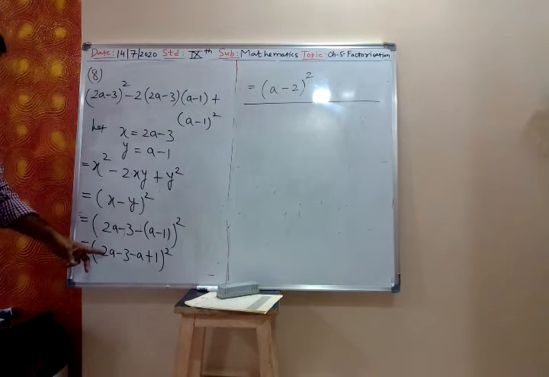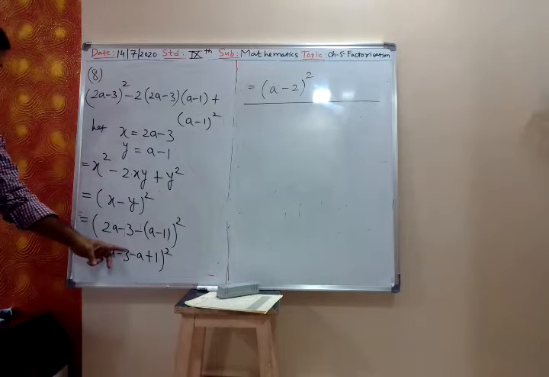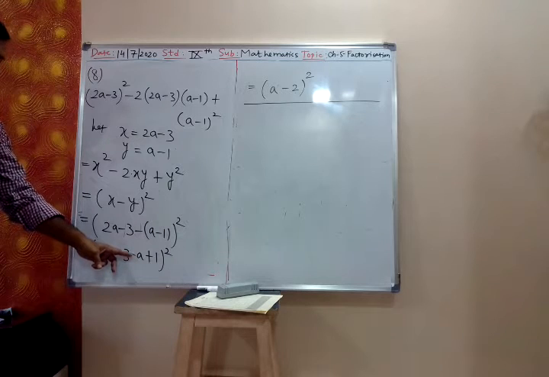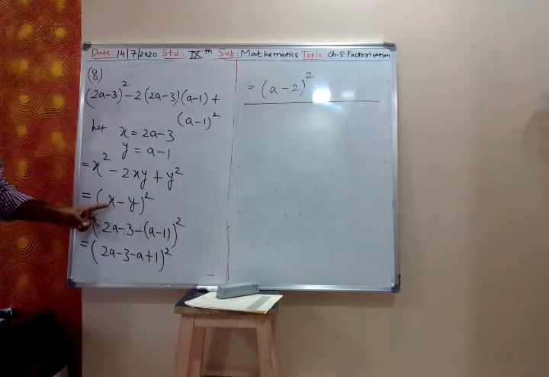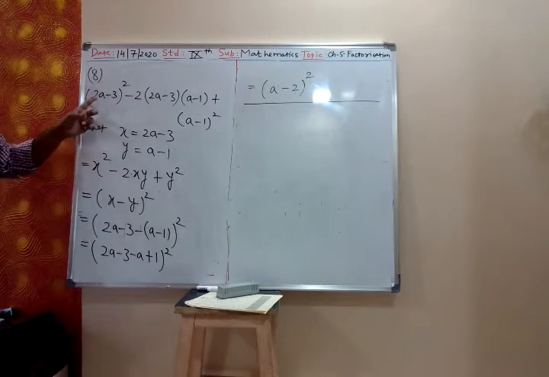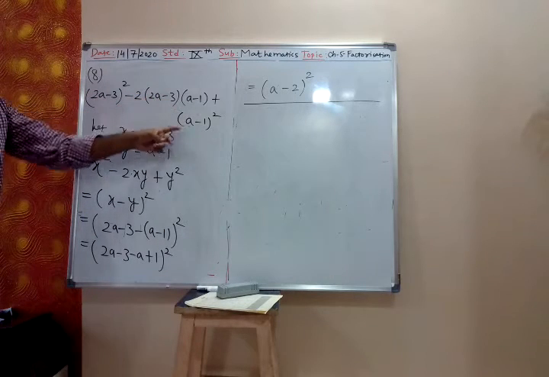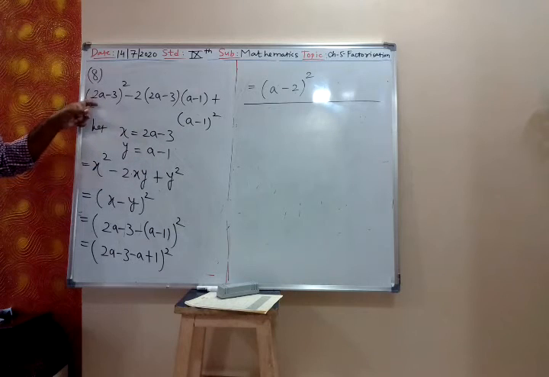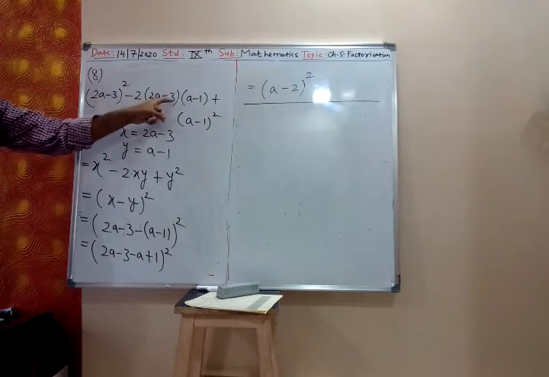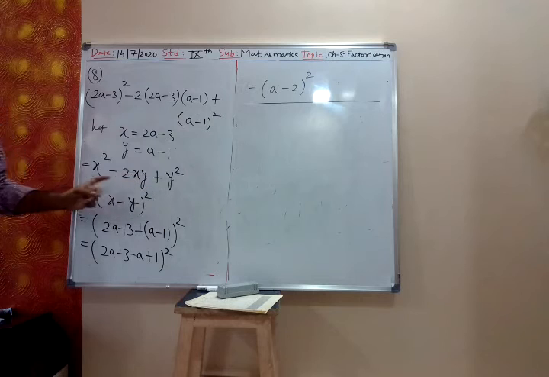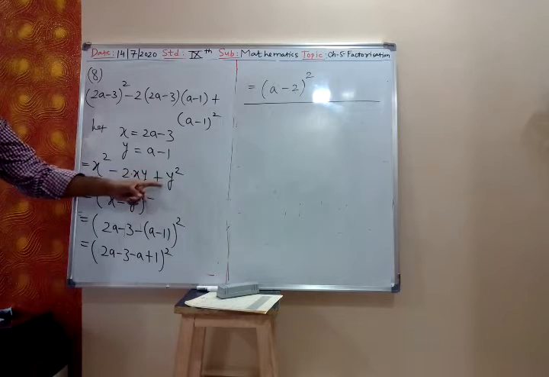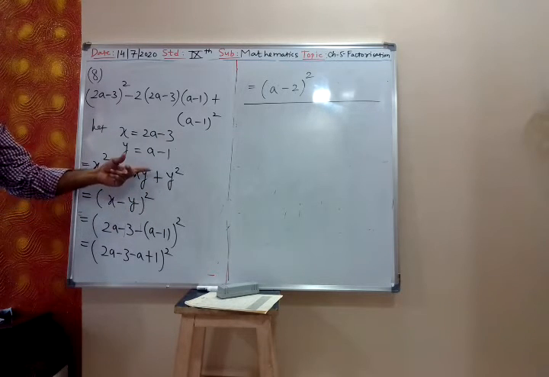But see here, 2a minus 3 is x, and a minus 1 I have taken y. So let us rewrite this: x square minus 2xy plus y square. X square minus 2xy plus y square is nothing but x minus y whole square.